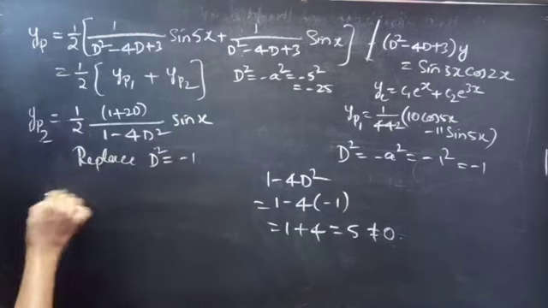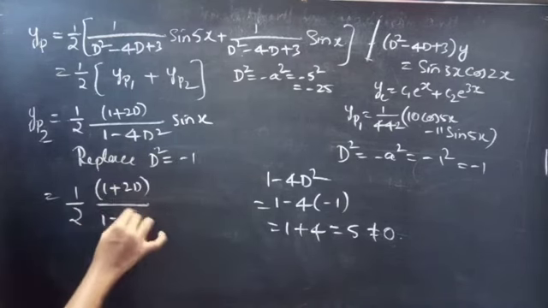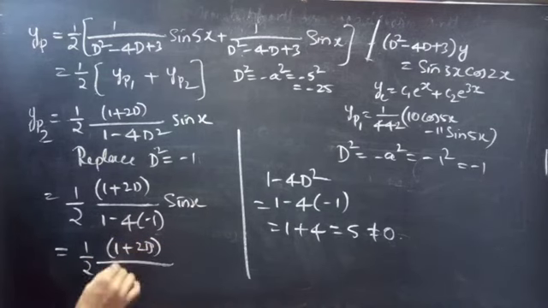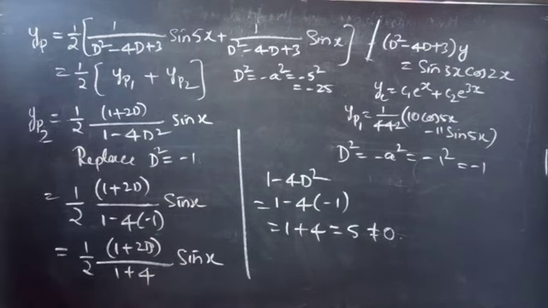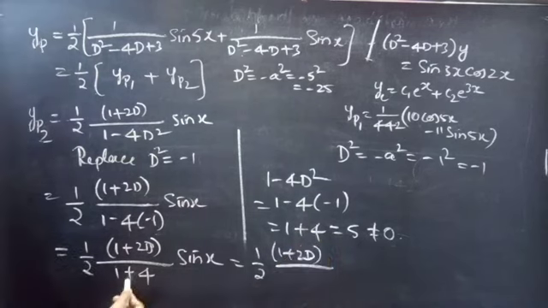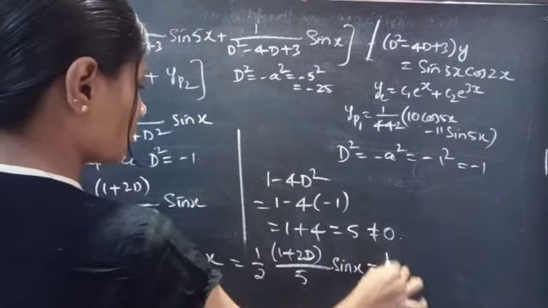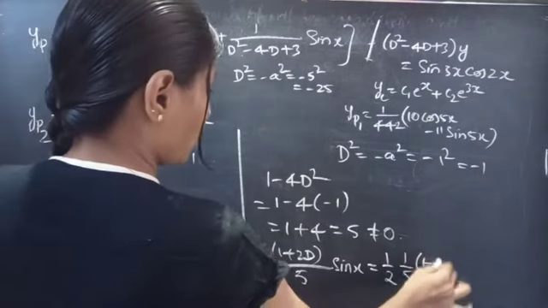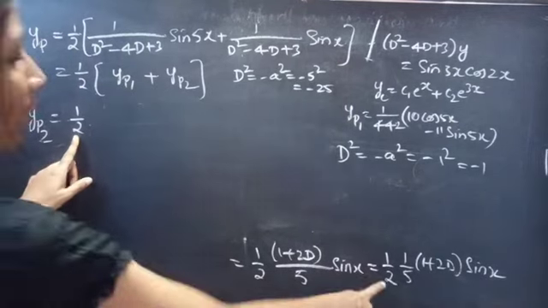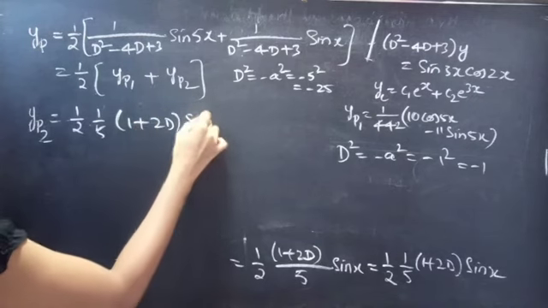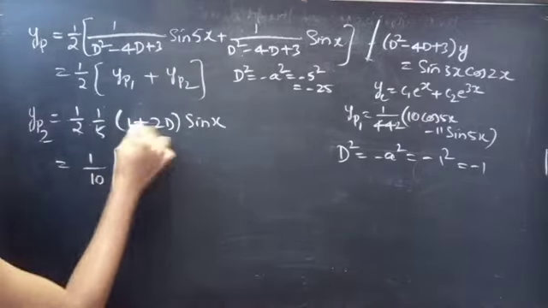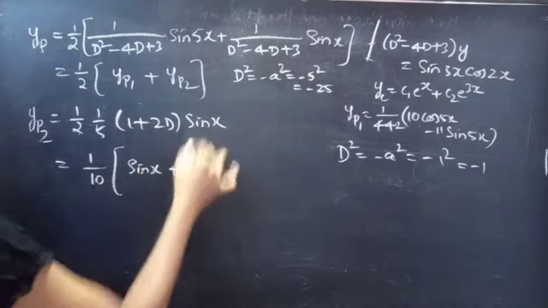Since it is not equal to 0, we can replace D square by minus 1. Then we'll get 1 by 2 into 1 plus 2D by 1 minus 4 into minus 1 into sine x, which equals 1 by 2 into 1 plus 2D by 1 plus 4, 5, into sine x, which equals 1 by 2 into 1 by 5 into 1 plus 2D into sine x. Now we have yp2 equals 1 by 2 into 1 by 5 into 1 plus 2D into sine x. You can write this as 1 by 2 fives are 10 into 1 into sine x is sine x plus 2D sine x.